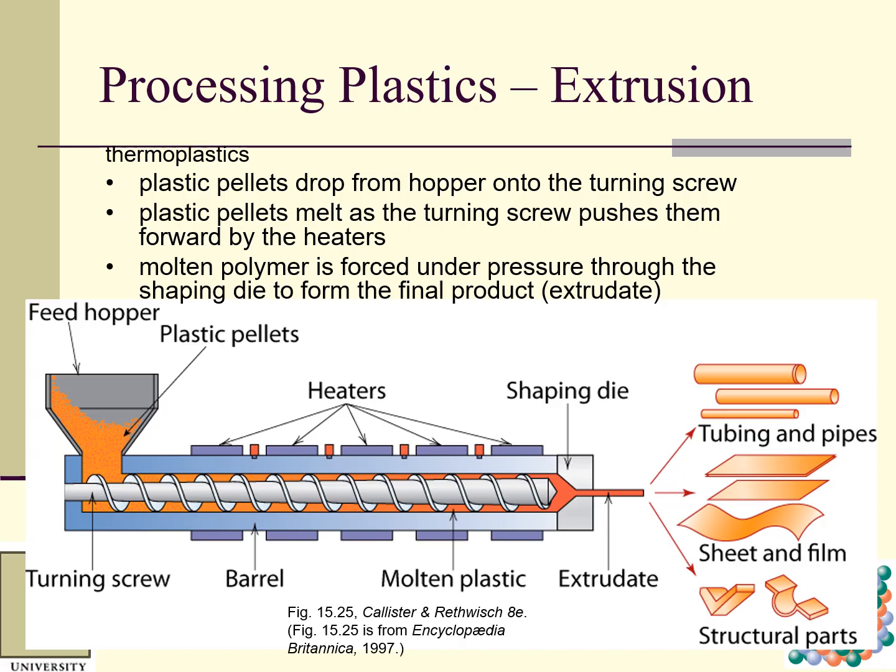forward by the heaters. These are the heaters. Molten polymer is forced under pressure through the shaping die to form the final product. We call this extrudate. So: turning screw, barrel, molten plastic, extrudate. So these can make tubing and pipes, sheets and films, and structural parts.